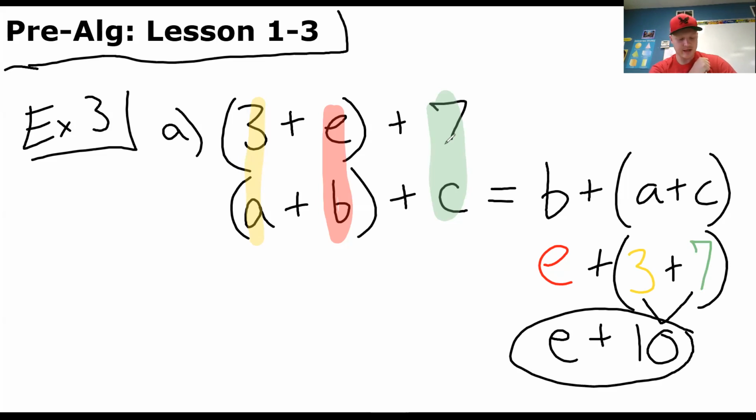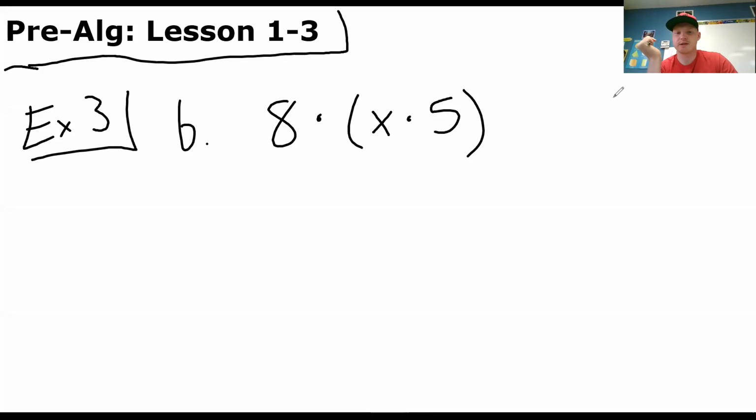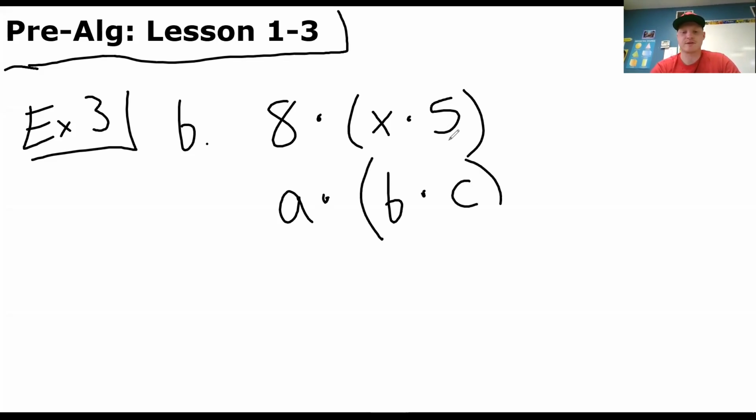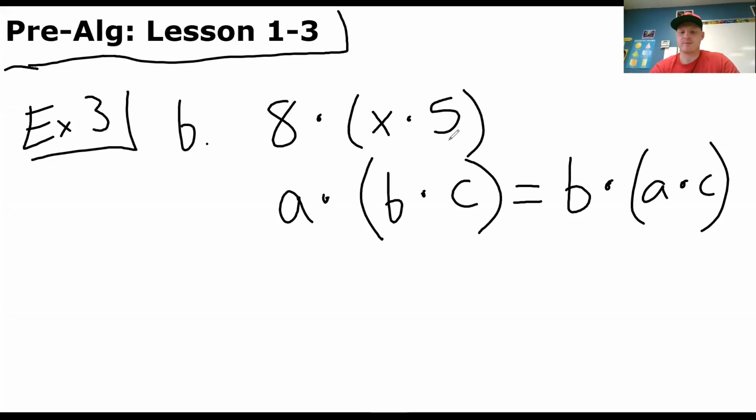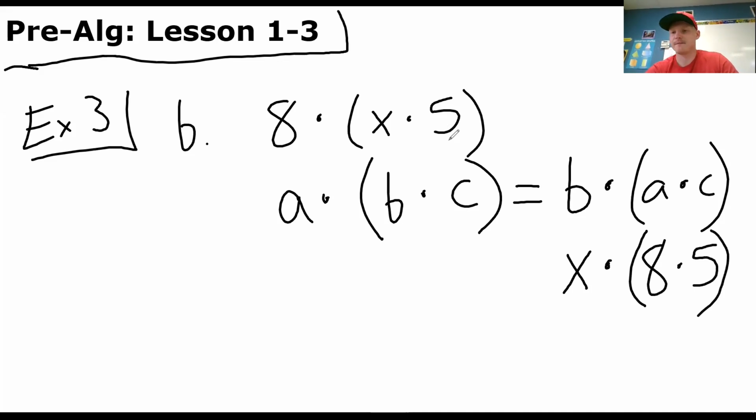I'm going to do letter B with you guys, so let's try letter B as well. Multiplication is a little bit easier than addition here. So let's rearrange it first and foremost. 8 is our A term, X is our B term, 5 is our C term. We want to rearrange it so B is on the outside, so B times A times C, okay? Our B term was X, times our A term, which was 8, and our C term, which is 5, okay?